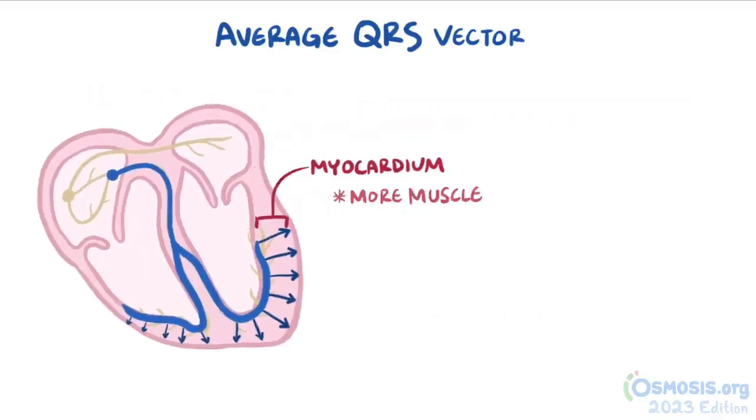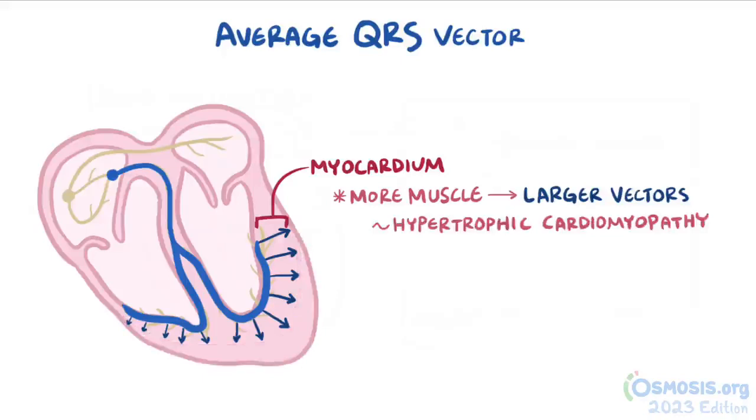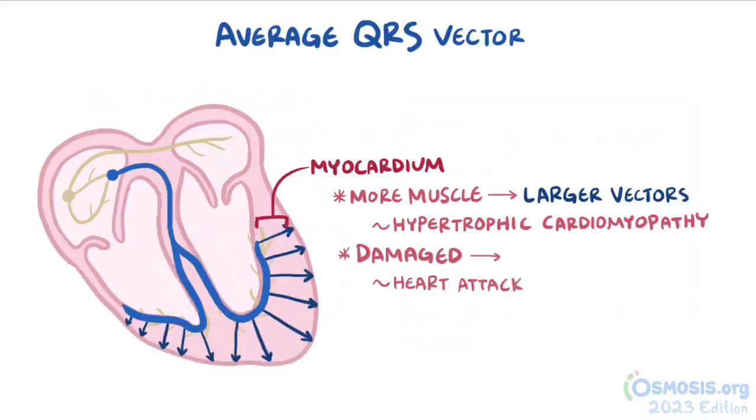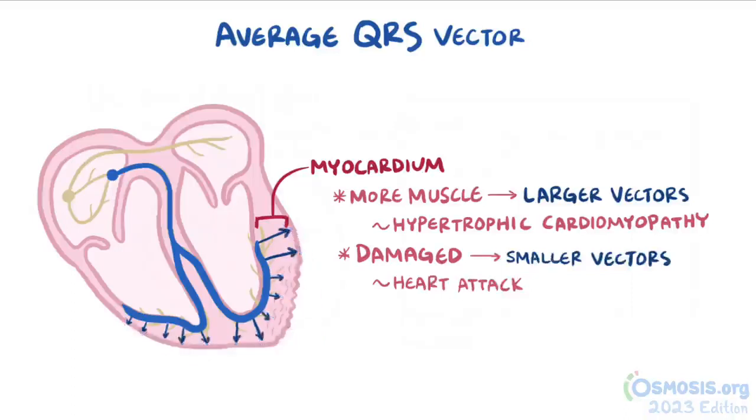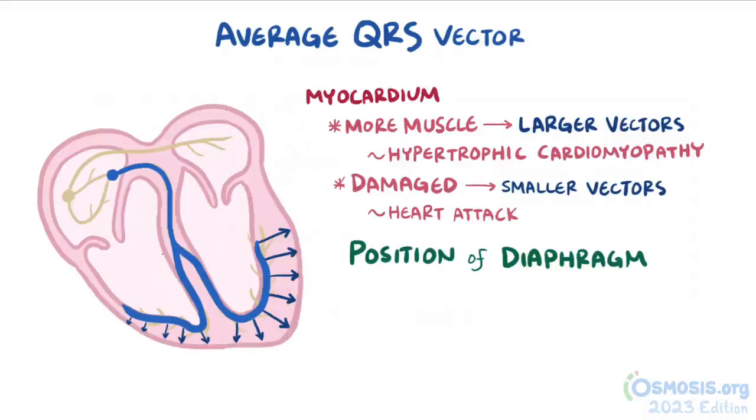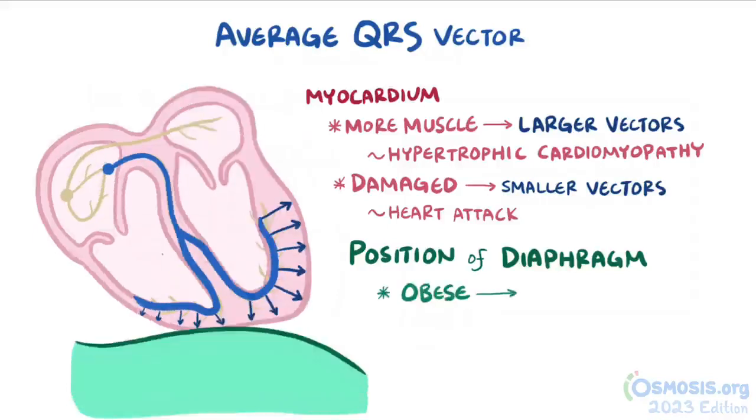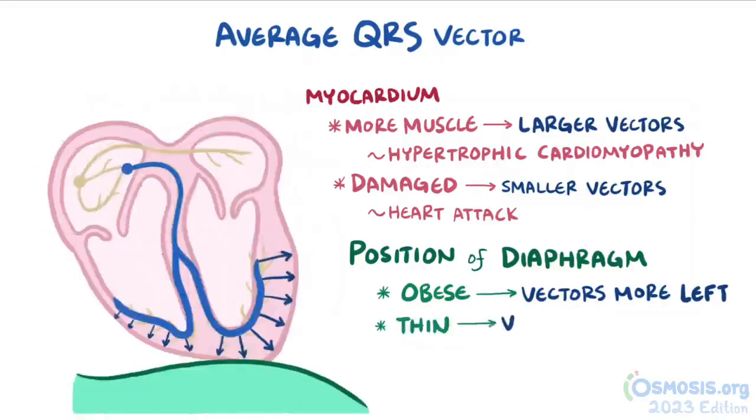Also, the more muscle tissue in the myocardial layer that a vector travels through, the larger the size of the vector. So like with hypertrophic cardiomyopathy, where the heart muscle gets thicker, you end up with bigger vectors. Although if the heart muscle's been damaged from something like a heart attack, then you get smaller vectors because the heart cells can't depolarize anymore. Another thing that can affect vectors is the position of the diaphragm, which is usually sort of sitting right up against the heart. In obese people, the diaphragm gets pushed upward, which rotates the heart further to the left. And in thin individuals, the diaphragm lowers, which rotates the heart a bit the other way.